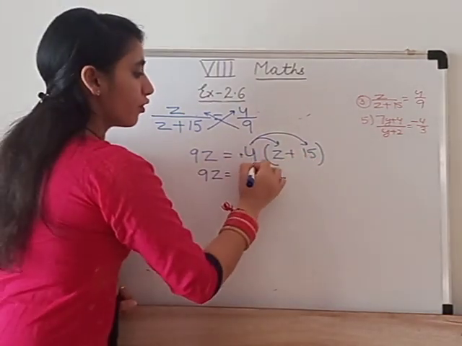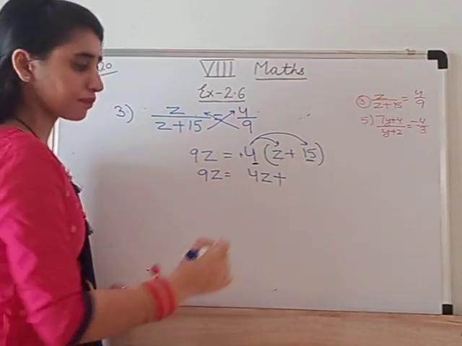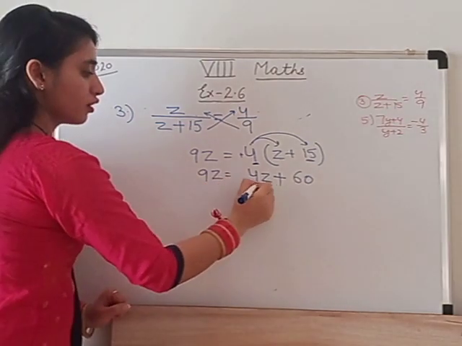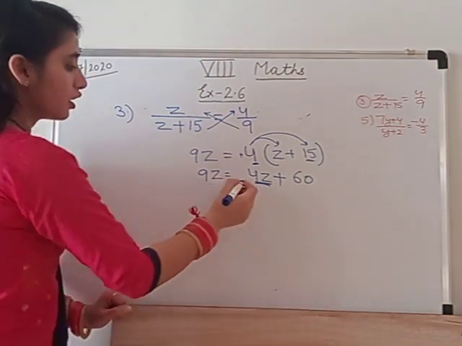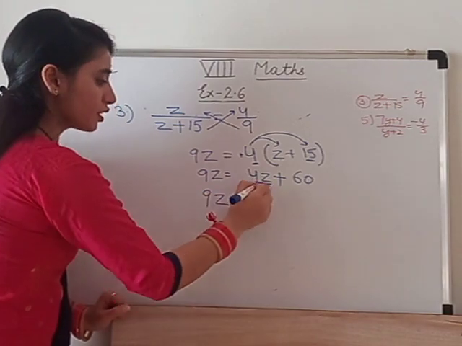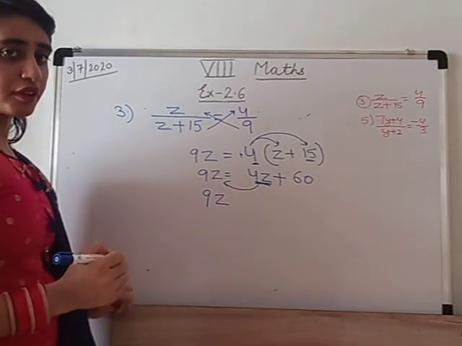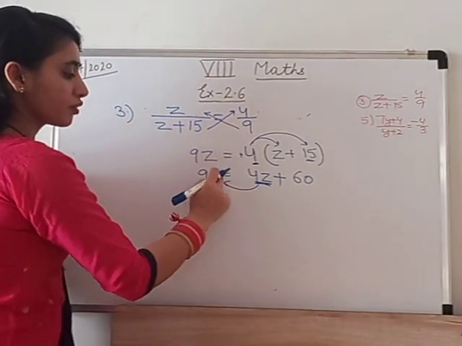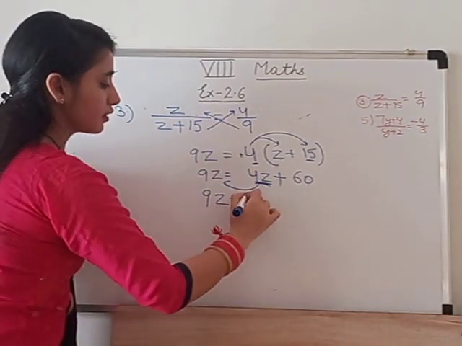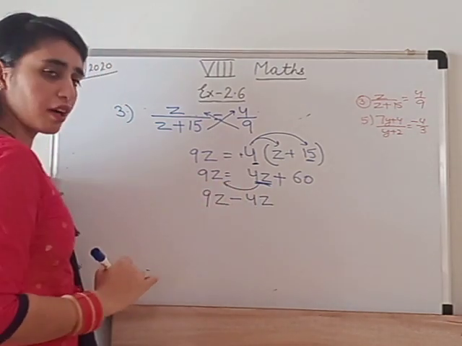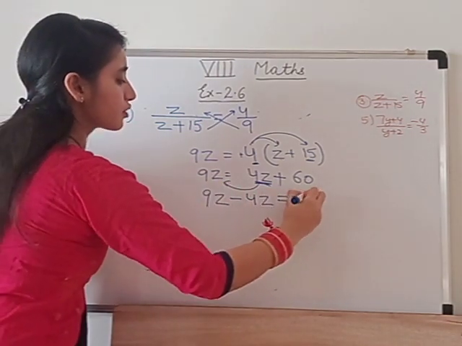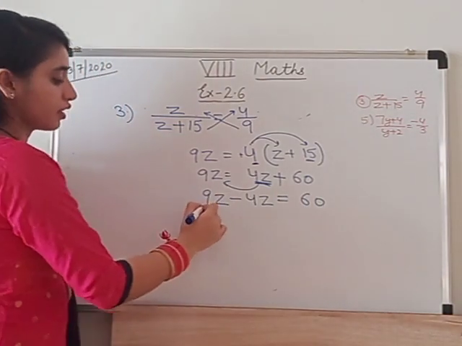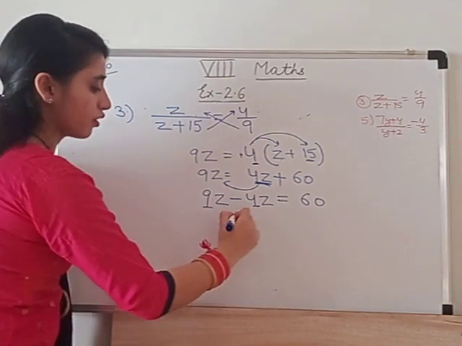Okay, 15 fours are 60. Okay, now 4z, shift 4z to this side with 9z by using transposing rule. 4z is with positive sign. When we shift to the left side, then it is in negative sign. It becomes minus 4z equals to 60. Okay, now 9 minus 4, 5.